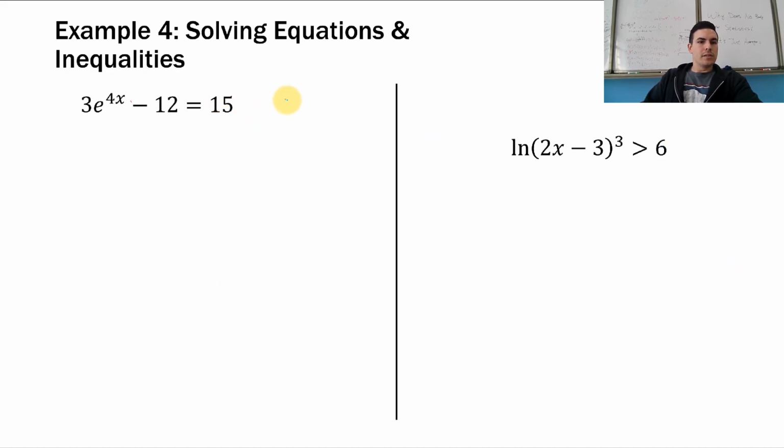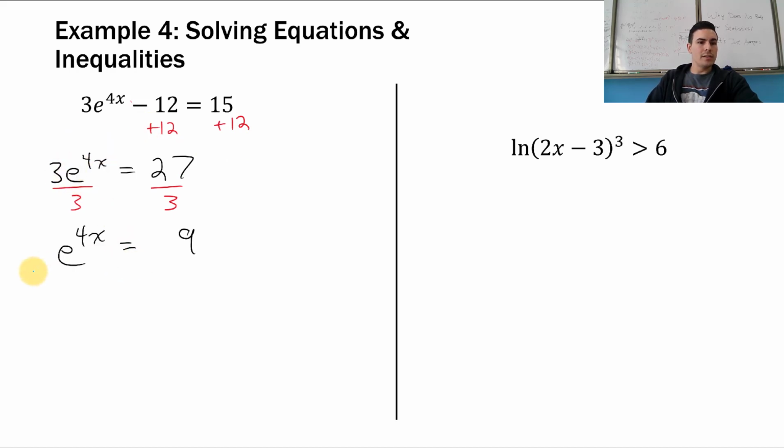Okay, next, let's solve equations and inequalities. First thing we're going to do here, I've got 3e to the 4x minus 12 equals 15. Let's get our e term by itself. So we're going to add 12 to each side, and then divide by 3. Again, I'm just trying to get e by itself, and you'll see why. When I get my equation to this point, I can take the natural log of both sides.